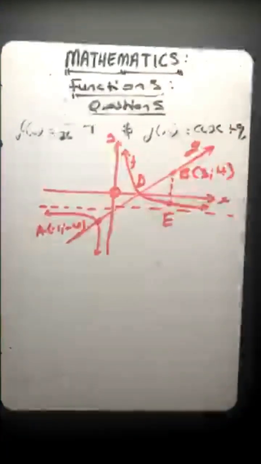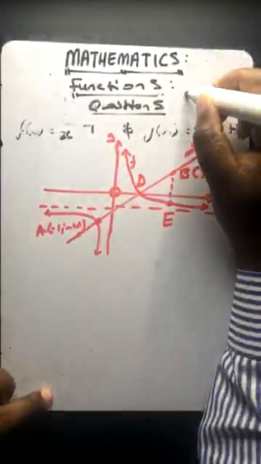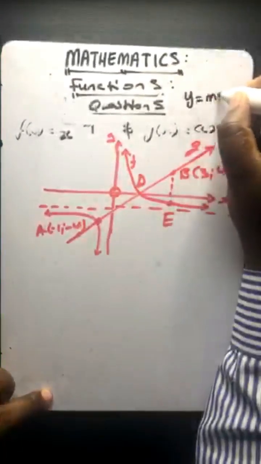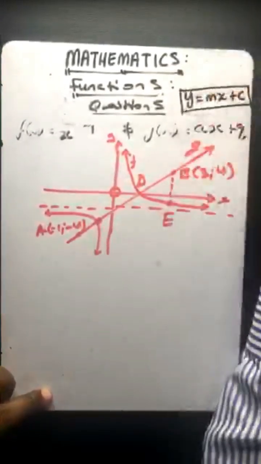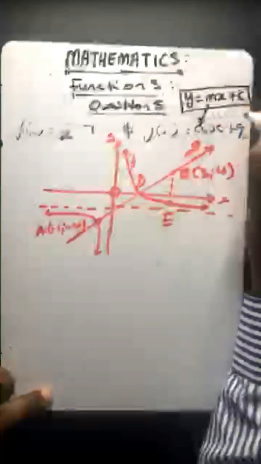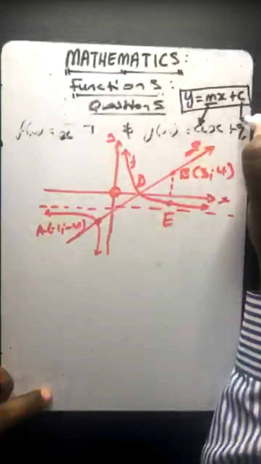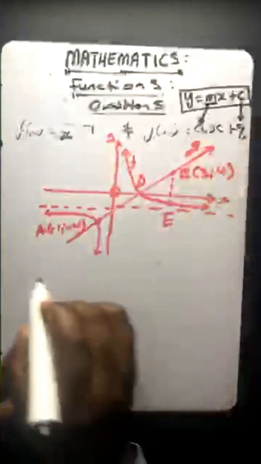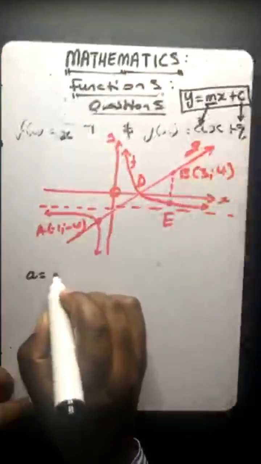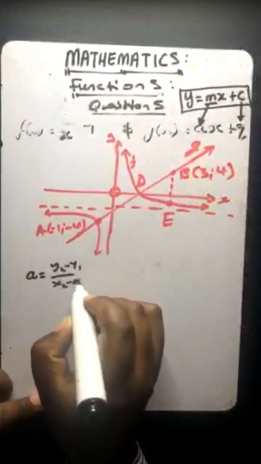If it is a straight line, what we know is that we have y = mx + c as our standard formula for a straight line. So in this case, instead of using m, they used a, and instead of c, they used q. But what you know is that a is the gradient, and this is how you calculate the gradient: y2 minus y1 over x2 minus x1.